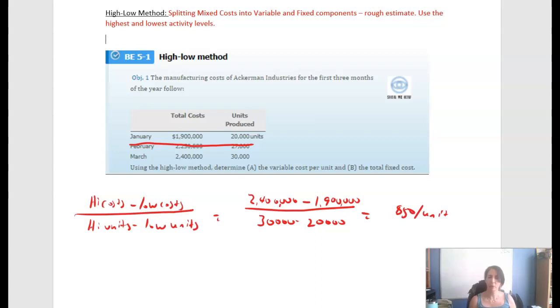If we do the math on that, that comes out to be $50 per unit. That $50 per unit is your variable cost. You're like, how is that the variable cost? How do you even know that's the case? Well, I will tell you.